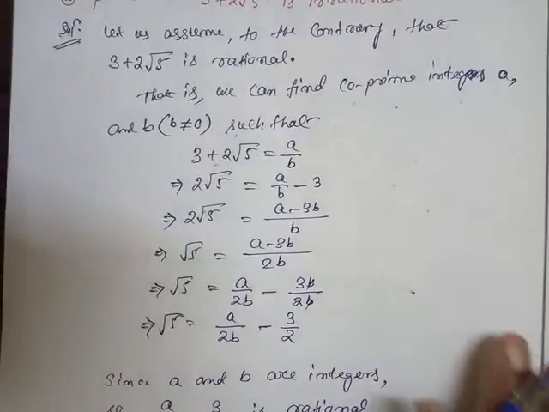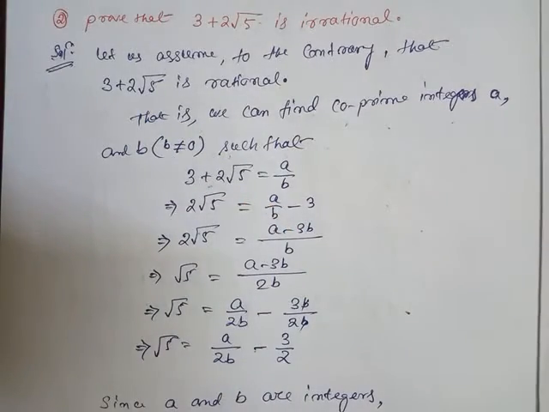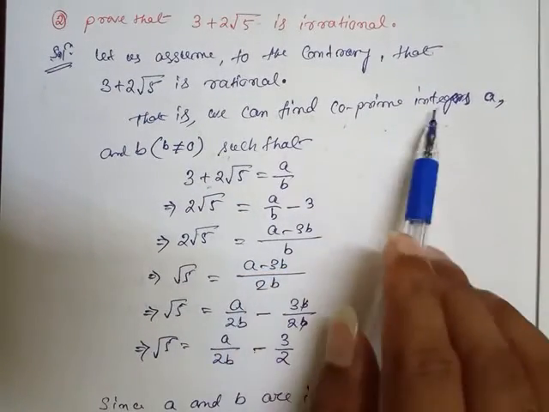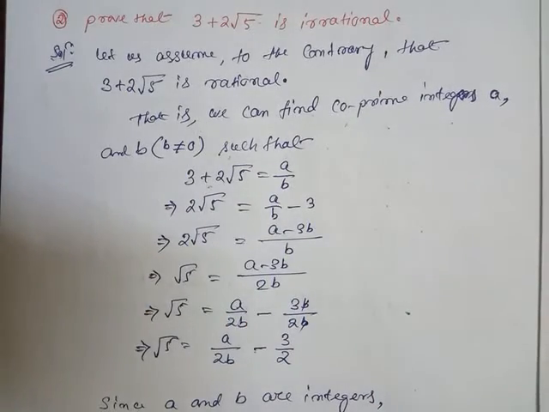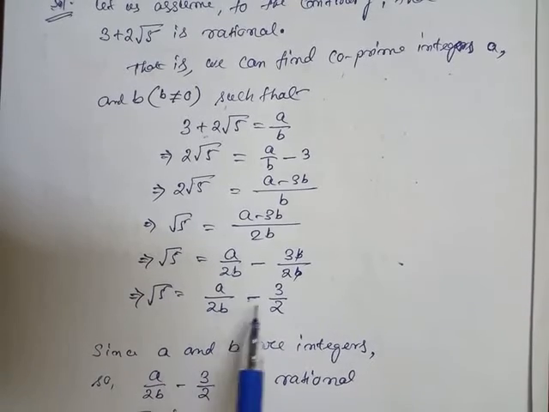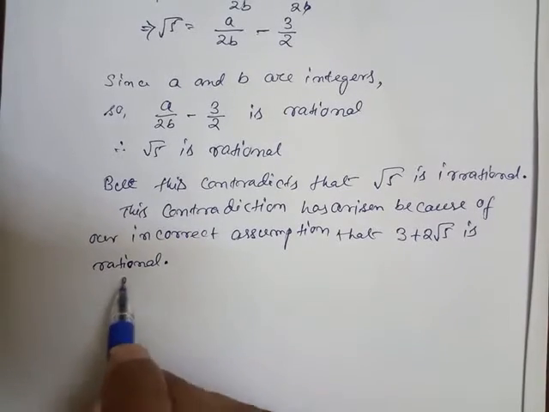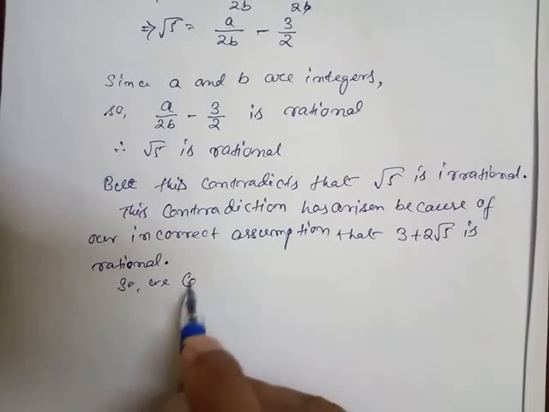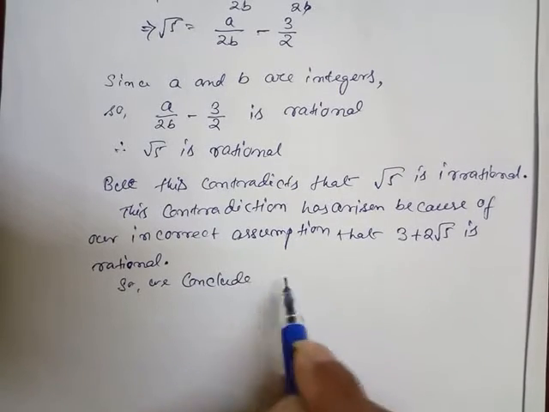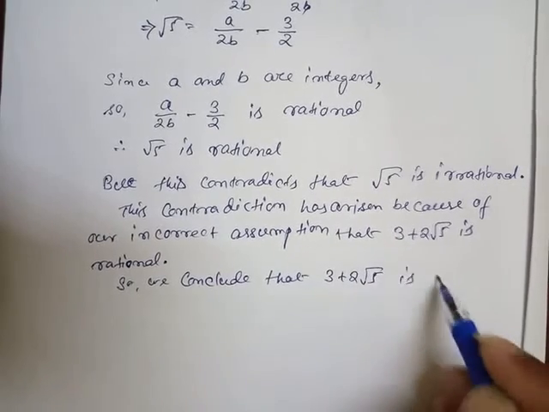Student, initially in the first line we took that 3 plus 2 root 5 is rational, and this is our assumption only. After that we found co-prime integers A and B, with B not equal to 0, and after that we proved that A by 2B minus 3 by 2 is rational. If this part is rational, which means root 5 is also rational, but this is the contradiction arisen because of our incorrect assumption. Hence we'll write the last line. So we conclude that 3 plus 2 root 5 is irrational.